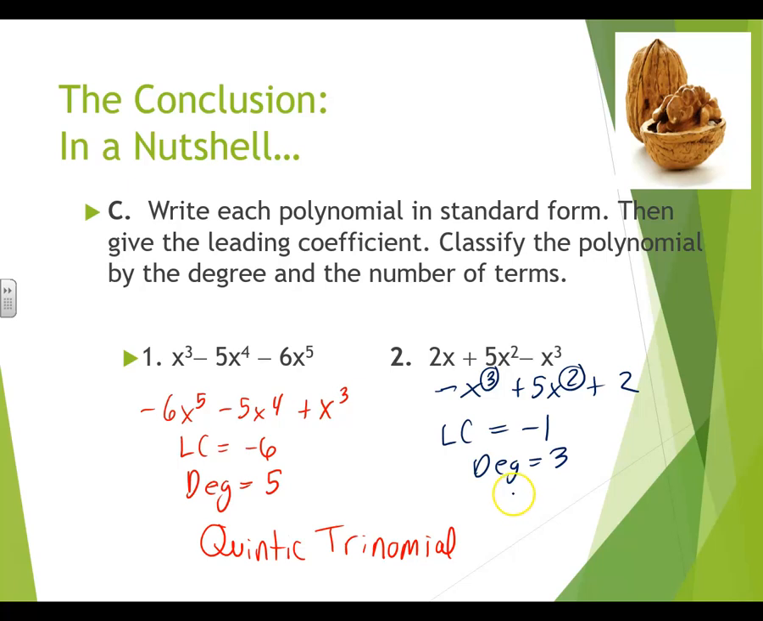That's important because that's the one that tells you how many times you should get an answer. Not all of them combined. The top dog determines how many answers you should anticipate. Okay, the degree is 3. What's a 3 degree? Cubic, but now how many terms does it have? 3, so it's a cubic trinomial.